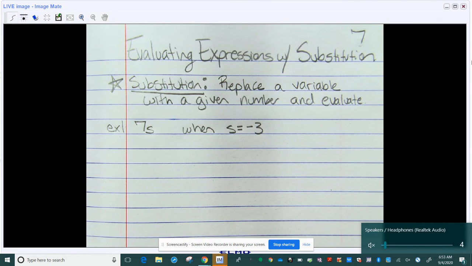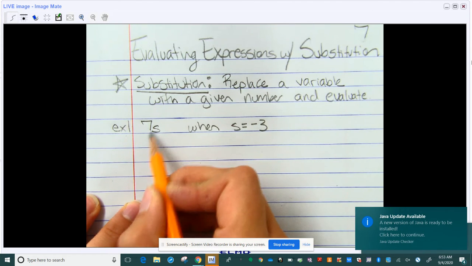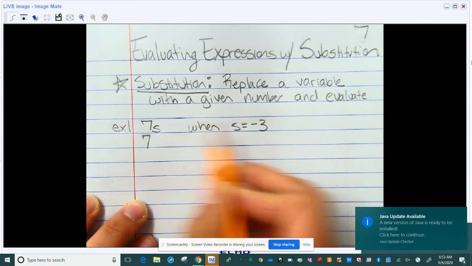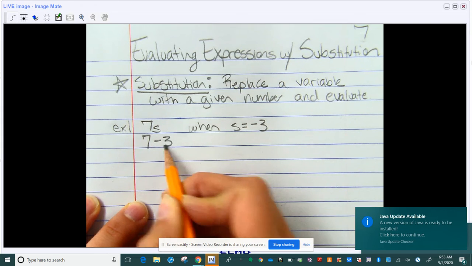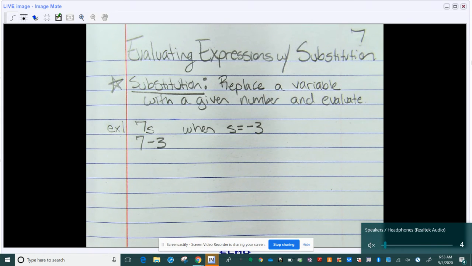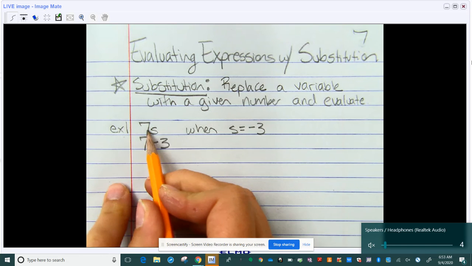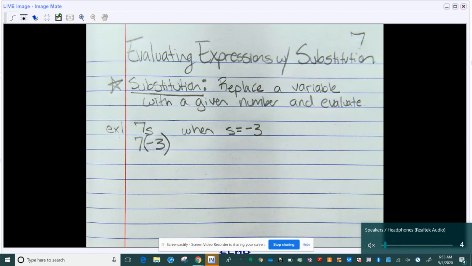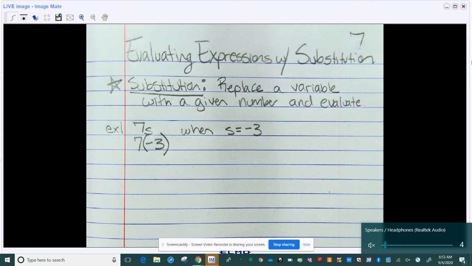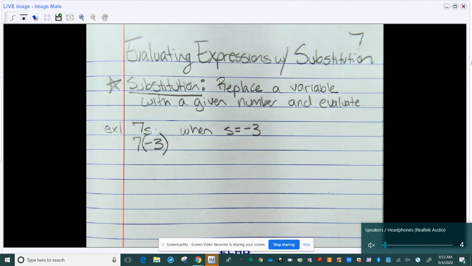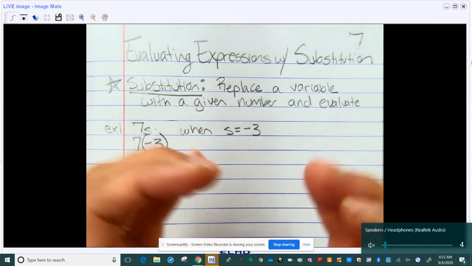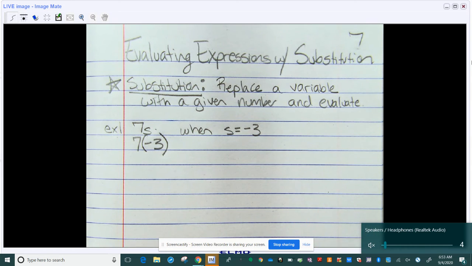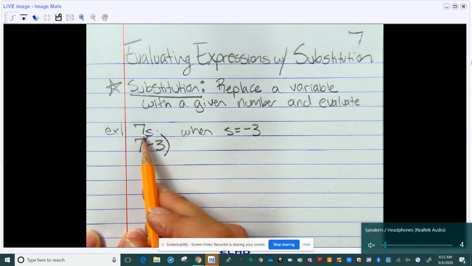Now, when we use substitution, we need to be using parentheses. Why? Great question. If we just write 7 and then instead of S we put -3, that looks like 7 minus 3. That's wrong. When we have a number right next to a variable, that shows multiplication. So when we start to do this with more variables, we need to make sure we're putting in those parentheses to hold that number. So especially when we have multiplication there.